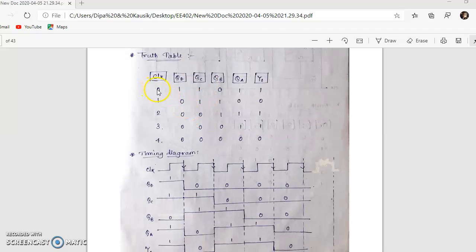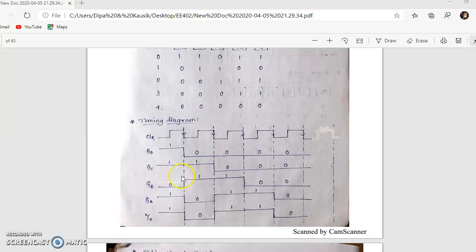Next, QC. When the clock value is 0, this time QC value is 1. Clock value is 1, this time QC value is 1. Clock value 2, 3, 4, this time QC value is all 0. So initially when the clock value is 0, this time QC is 1. Clock value 1, this time QC is also 1. When the clock value is 2, 3, 4, this time QC value is 0, 0, 0. Similarly, QB, QA and Y0 are drawn here.